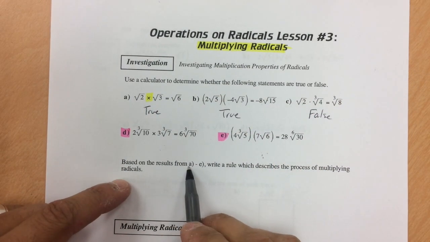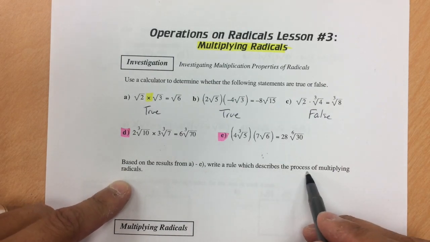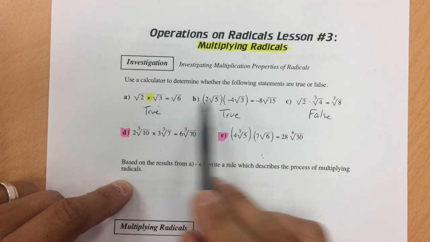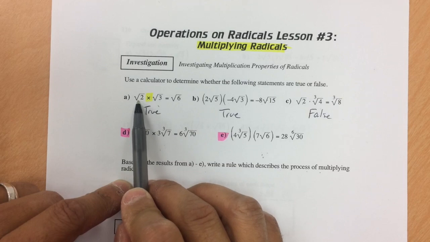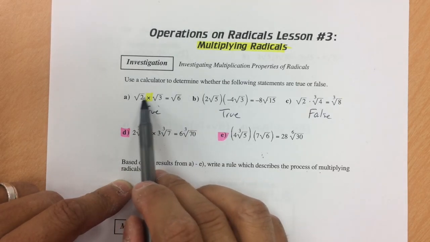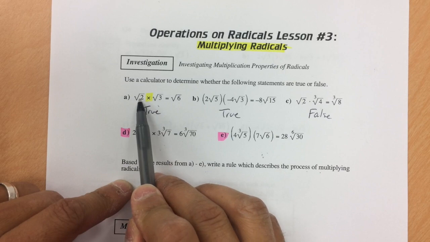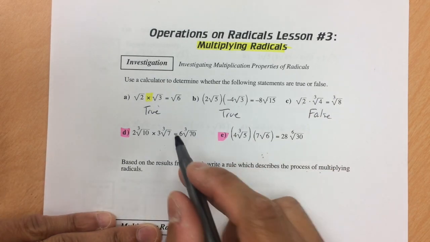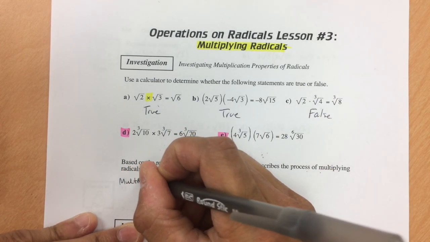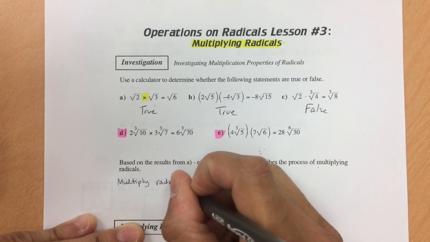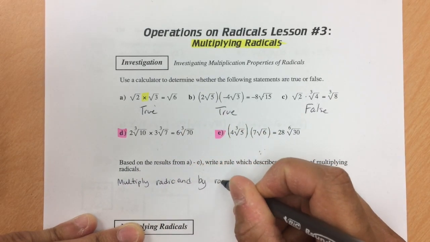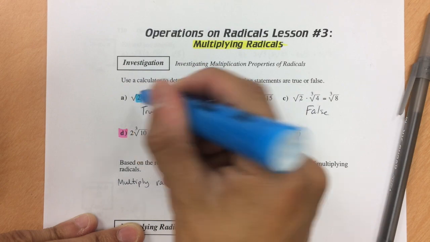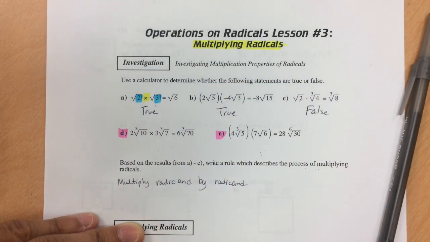Based on the results from A, and we're going to say C, write a rule which describes the process of multiplying radicals. When we were multiplying radicals, these two ended up being true and this one was false. Since these two are equal, I could say that 2 times 3 is equal to 6, in which case I'm multiplying my radicand by my radicand. So multiply radicand by radicand. If you're confused about what a radicand is, I'm going to highlight it in blue right here. This is my radicand. That's the number in the radical sign.